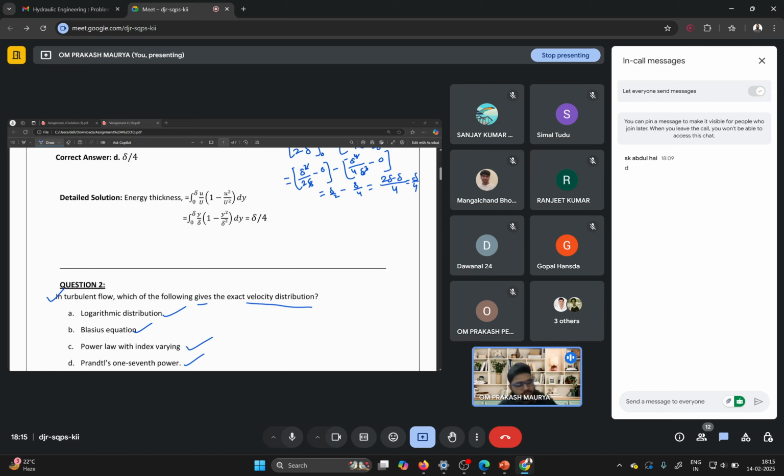So for question number 2, please everyone try. It's a very basic question. As I have discussed in the last, I think in the third week or second week, I have discussed already the velocity distribution in case of laminar as well as in case of turbulent flow. So today I will also discuss, but please first you need to give your answer.